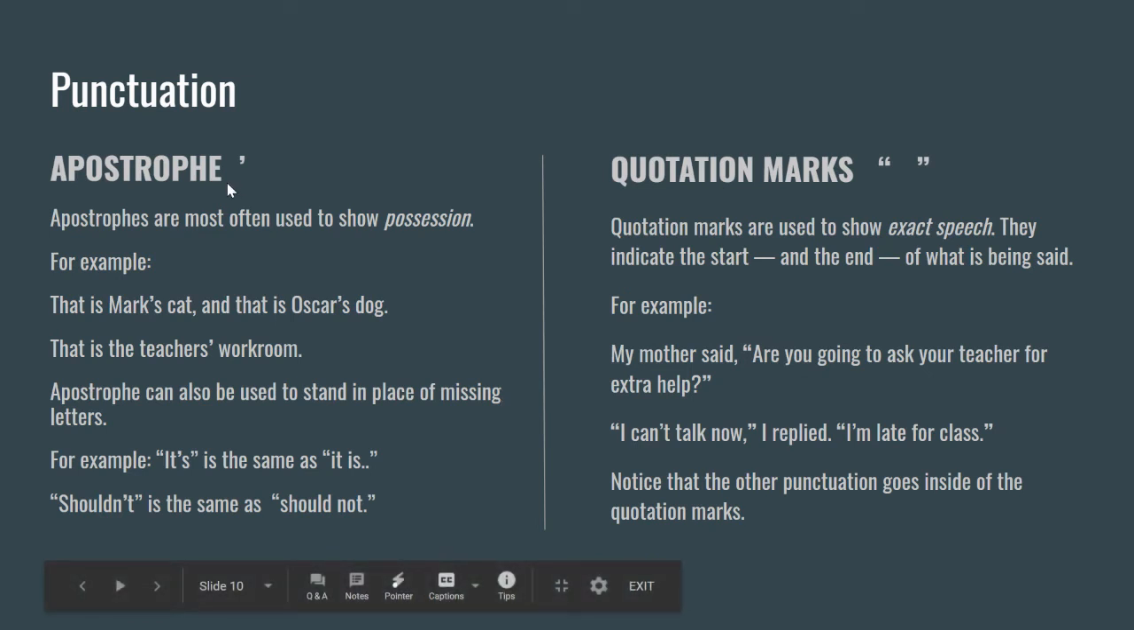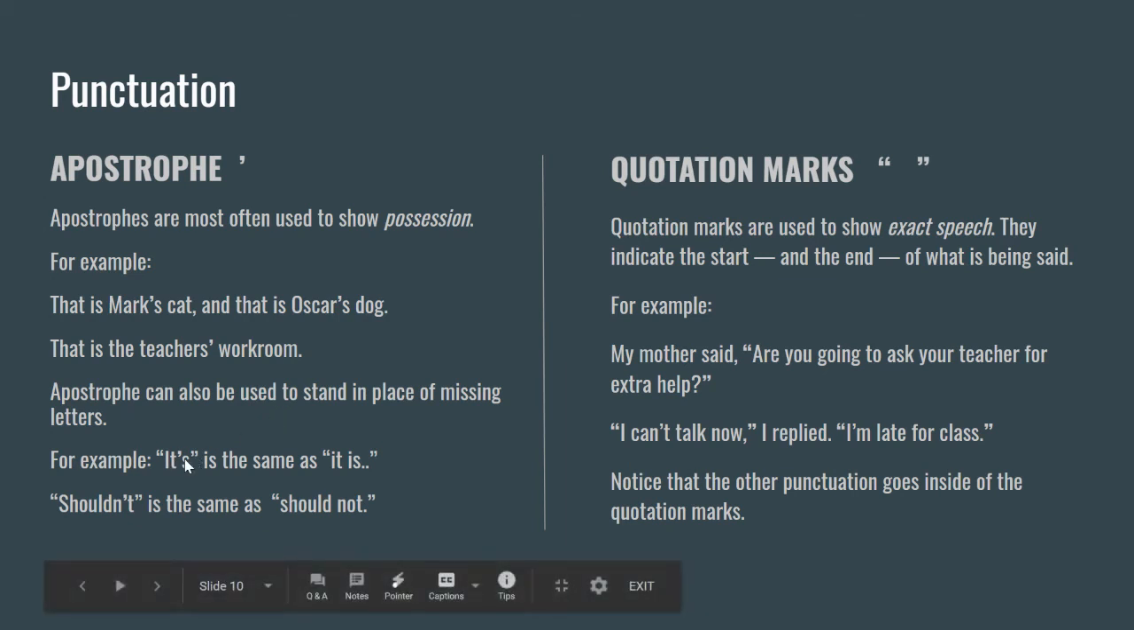A couple more to go through. The apostrophe. Apostrophes are most often used to show possession. For example, that is Mark's cat, and that is Oscar's dog. That is the teacher's workroom. Apostrophes can also be used to stand in place of missing letters.